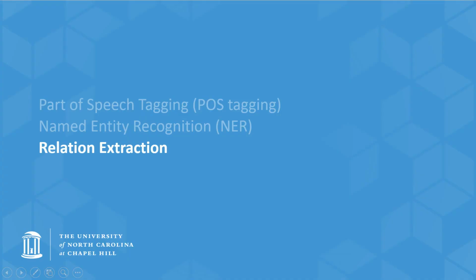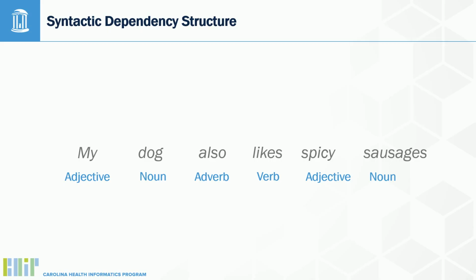In this part, we will talk about extracting interesting relations of the information objects in text. But before that, we would like to learn about the syntactic dependency structure of a sentence, which is very necessary for us to figure out essential relations. We're going to use the same example. My dog also likes spicy sausage.